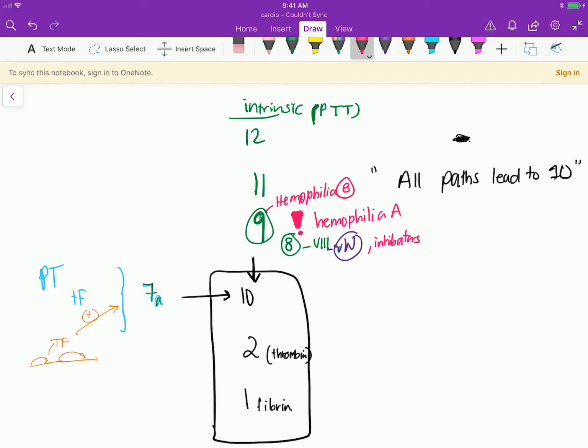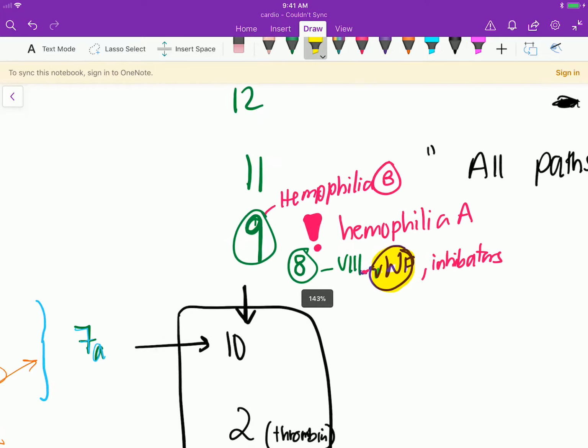So here you have the things with the, anytime you have a factor 8 deficiency, you might also have problems with von Willebrand factor, von Willebrand disease, because von Willebrand factor stabilizes factor 8. So anytime you have a problem with von Willebrand disease or von Willebrand factor, it's going to mess up your factor 8 as well, and it's going to increase your PTT. So just be mindful of that. So I'm going to put this right here. This is a very high yield fact to know.